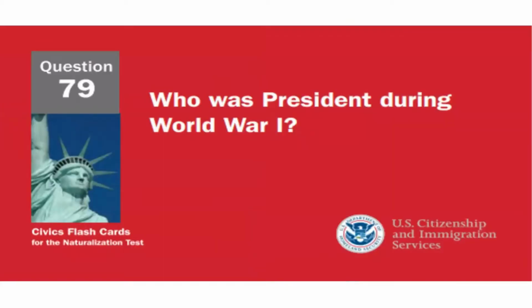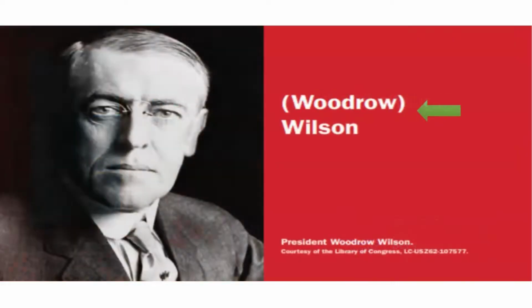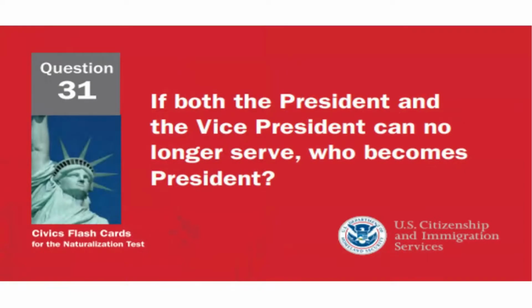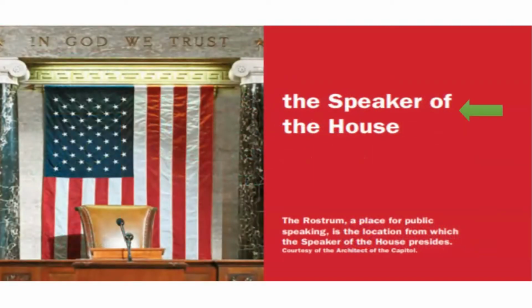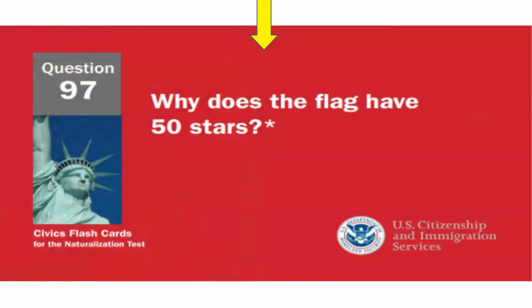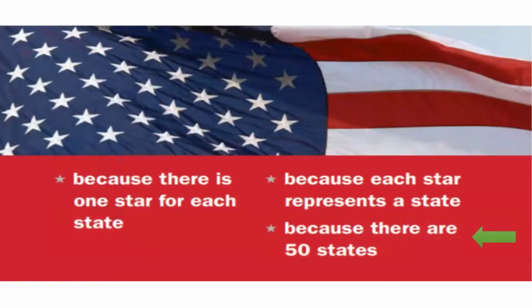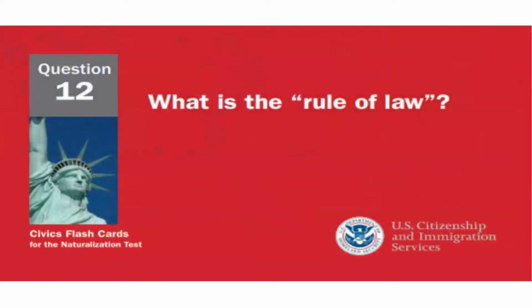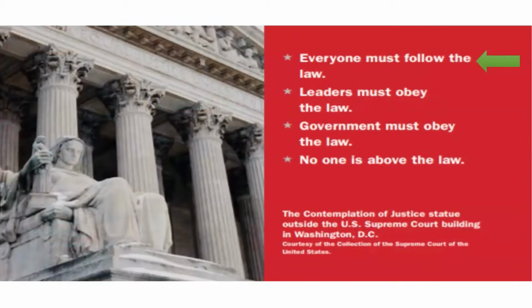Who was president during World War I? Woodrow Wilson was president during World War I. If the president and the vice president can no longer serve, who becomes president? The Speaker of the House becomes president. Why does the flag have 50 stars? Because there are 50 states. What is the rule of law? Everyone must follow the law.